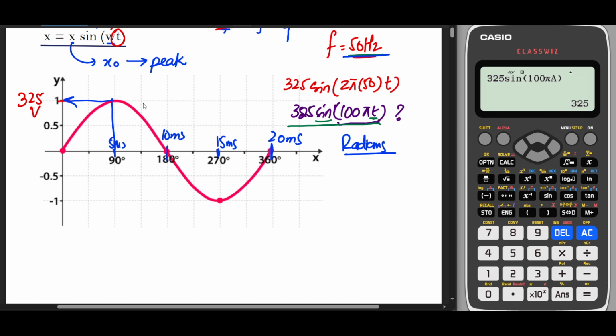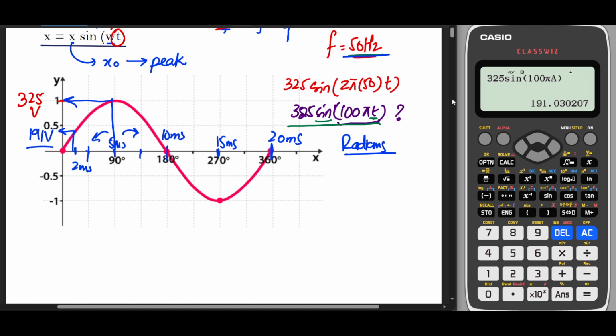Now, if I put something less than 5 milliseconds over here, or anything greater than 5 milliseconds, I will get an accordingly different answer. So let's see, if I put in at calc something less than 5, which is 2 milliseconds, you see we get 191, which means that if you were at 2 milliseconds, the value that you're going to get is 191 volts.